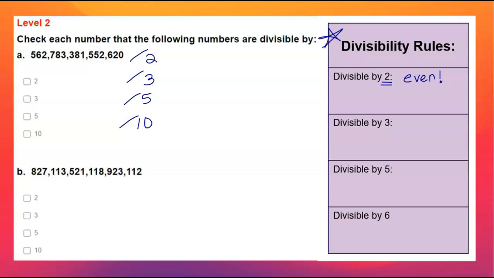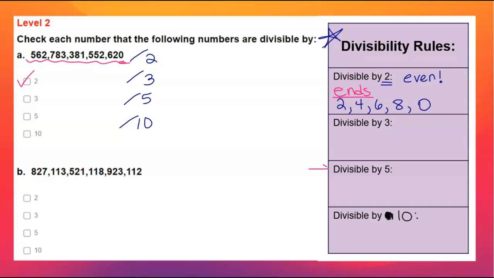And all even numbers end in 2, 4, 6, 8, or 0. So that means if a number ends with a 2, 4, 6, 8, or 0, it is divisible by 2. So our number here ends in a 0. So that means that this number divided by 2 is a nice answer.